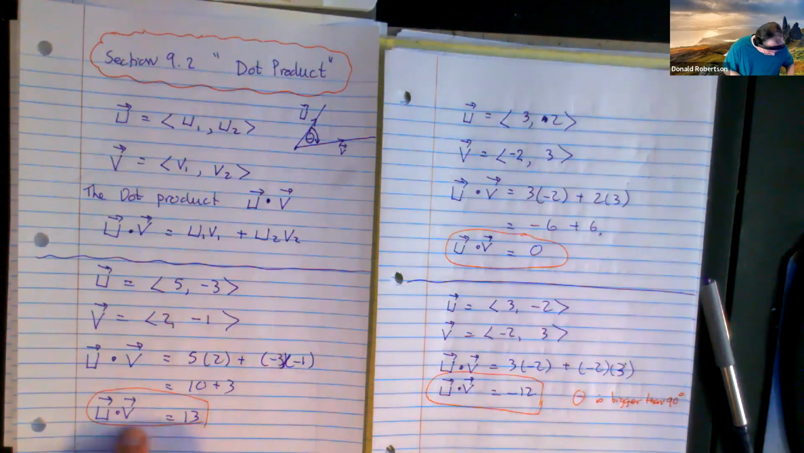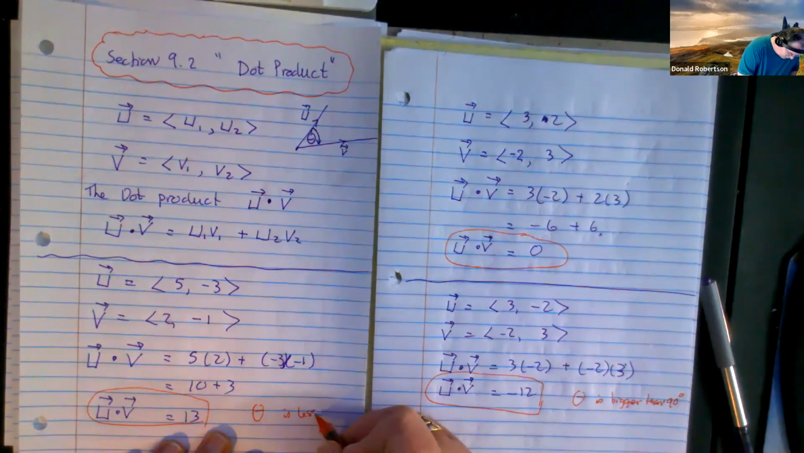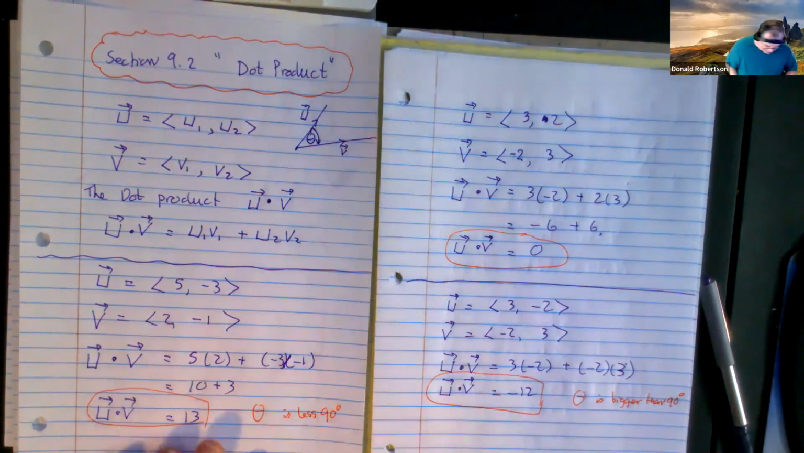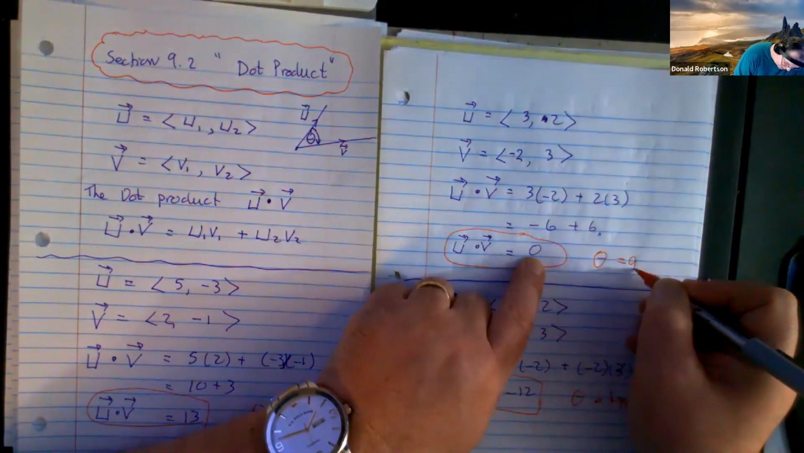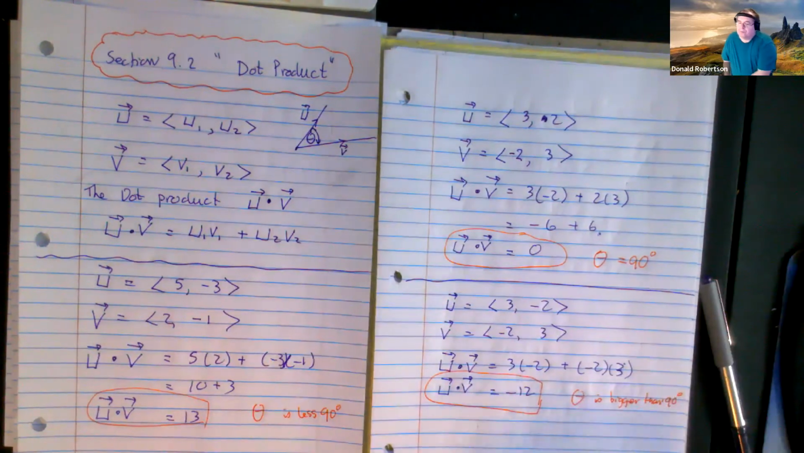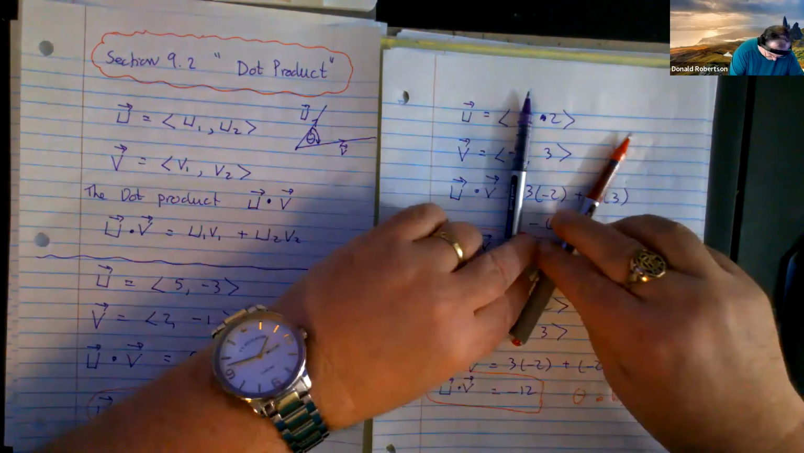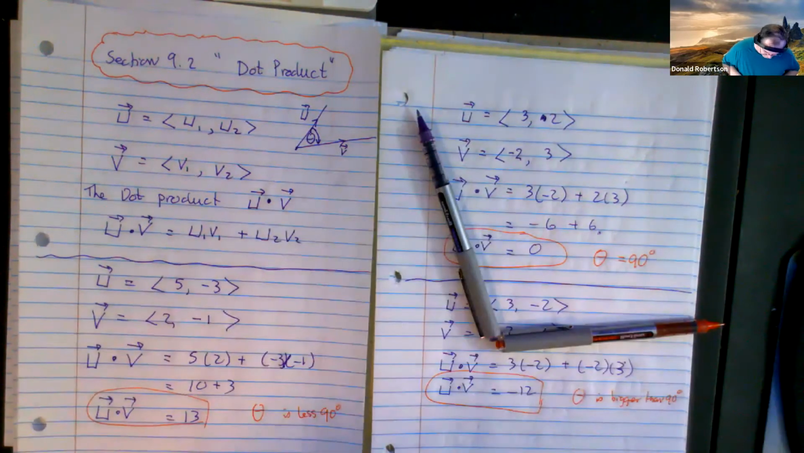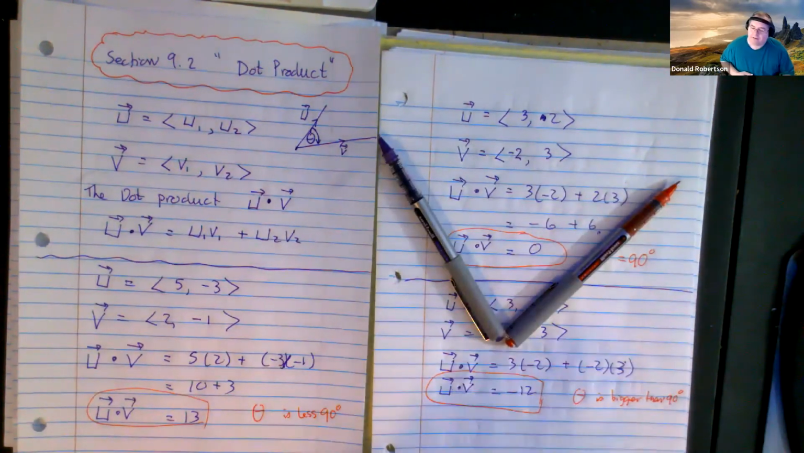If it's a positive number, the angle theta will be less than 90 degrees. And if the dot product is 0, theta will be 90 degrees. So you can tell from the dot product of two vectors in a very rough way whether the angle between them is less than 90, acute, bigger than 90, obtuse, or an exact right angle, 90.